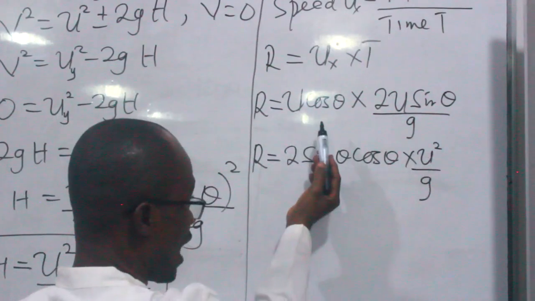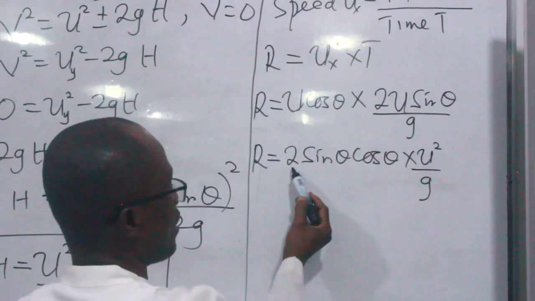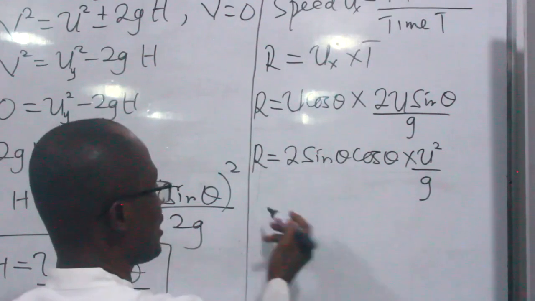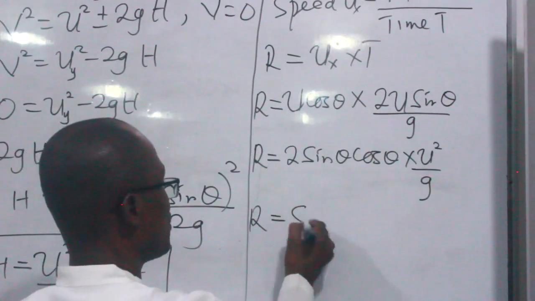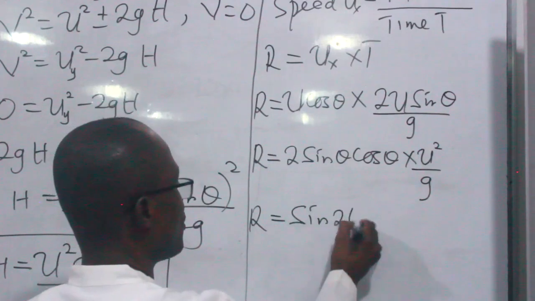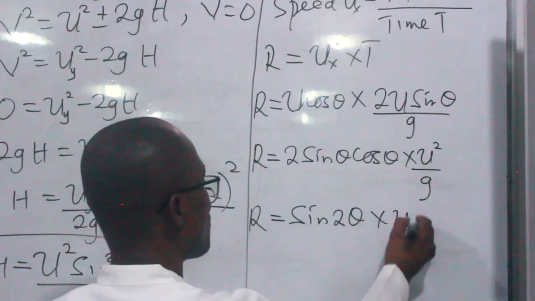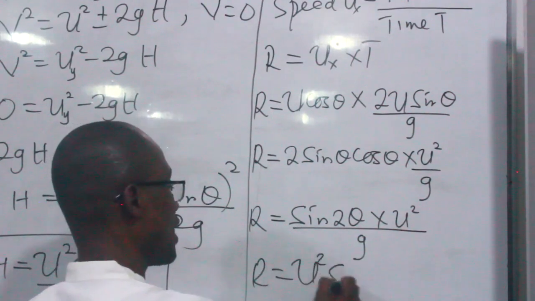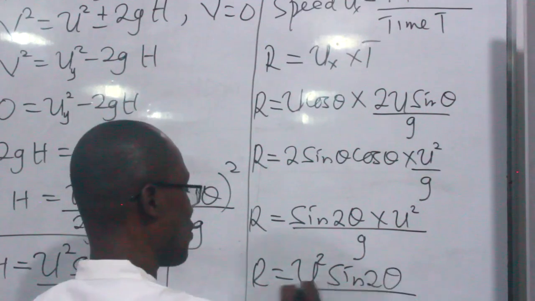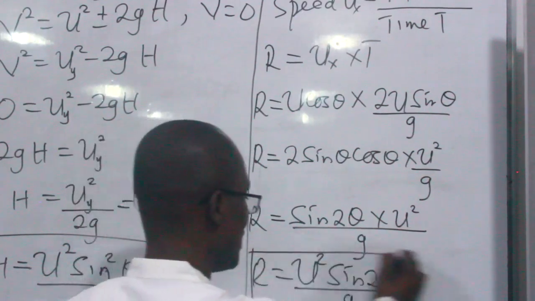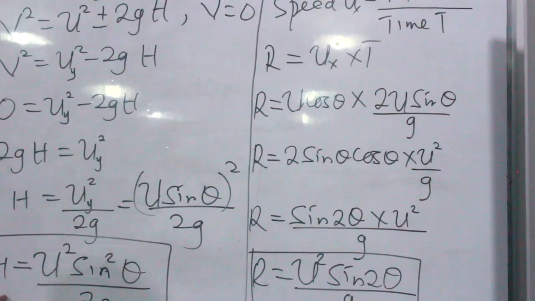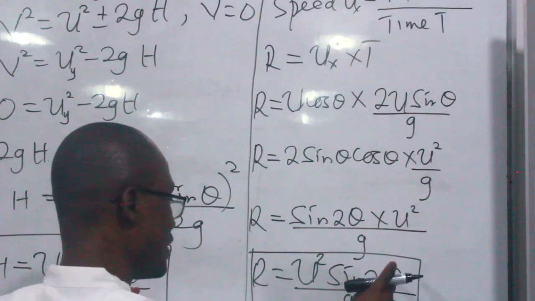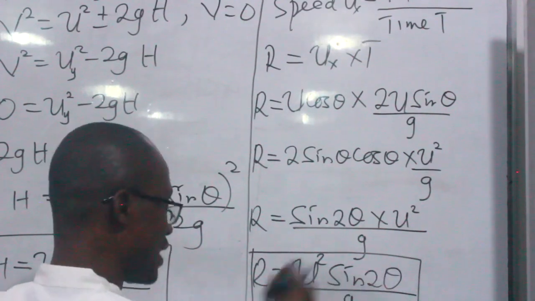So considering double angle, we have 2 sine theta cos theta. From the double angle formula, this is sine 2 theta. So we have the range equals sine 2 theta multiplied by u squared over g. Finally, the range would then be equal to u squared sine 2 theta over g. So this is the range. Unlike the maximum height, which is sine square, this is sine 2. In both cases, theta is under the function of sine.